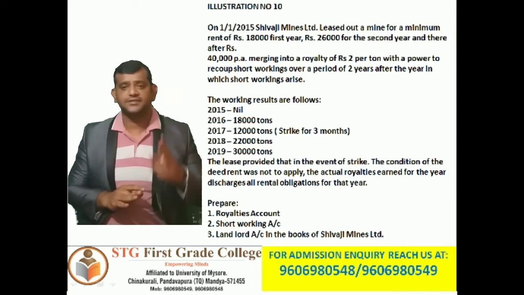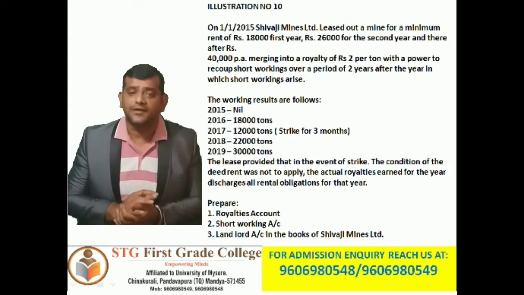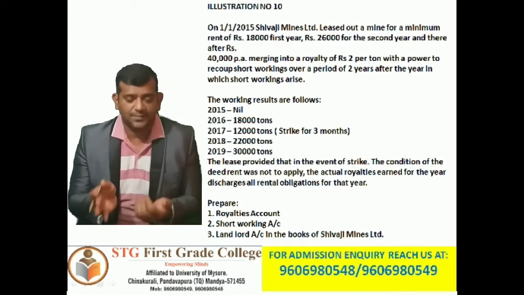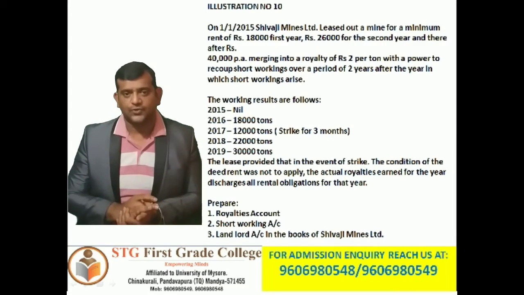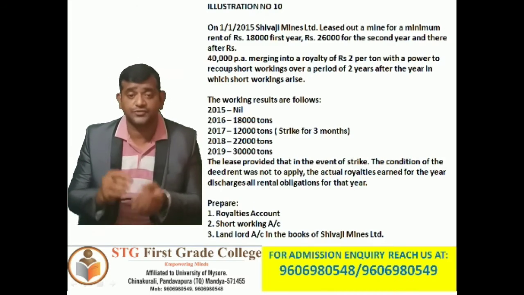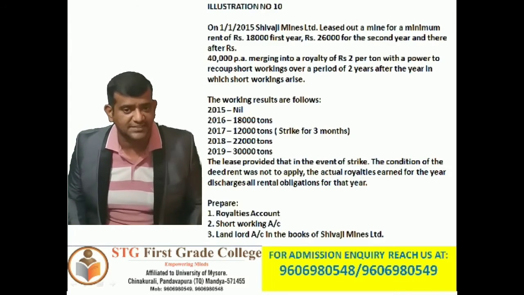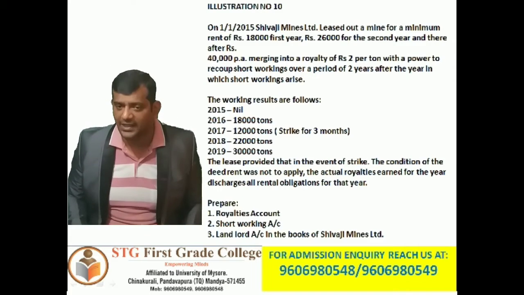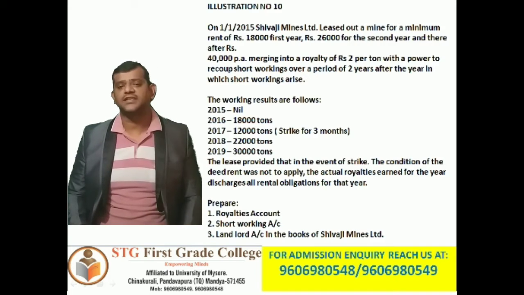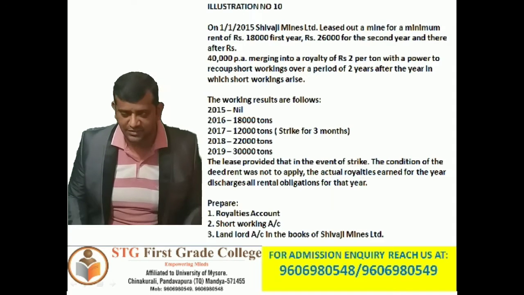And the rate of royalty is rupees 2, and if there is any short working, that can be recovered within 2 years of the year in which the short working arises. So the working results are as follows. In 2015 there was no production at all. In the year 2016, 18,000 tons, in the year 2017, 12,000 tons. There was a strike for 3 months. Then 2018, 22,000 tons, and in the year 2019, 30,000 tons.